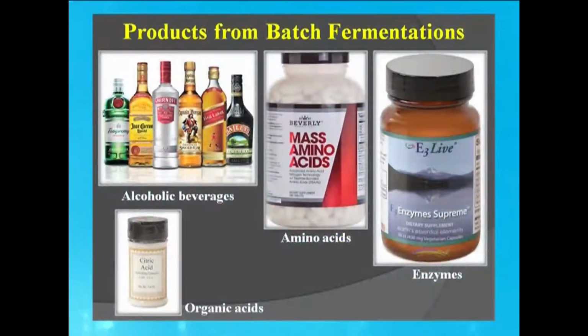Now, we have learnt about batch fermentation, but what are the products that we can derive from a batch fermentation? Those are the alcoholic beverages and the ethanol that we get, which come by batch fermentation because they are primary metabolites. Amino acids, enzymes, and organic acids, all being primary metabolites, will obviously come from batch fermentation very easily.